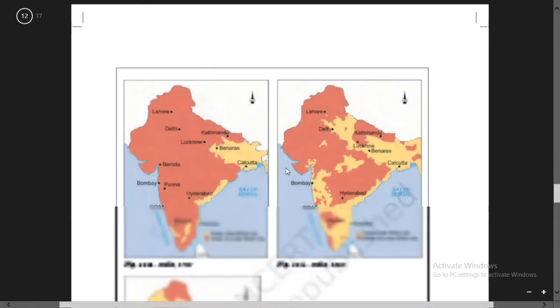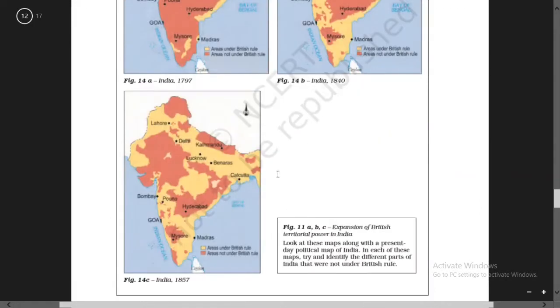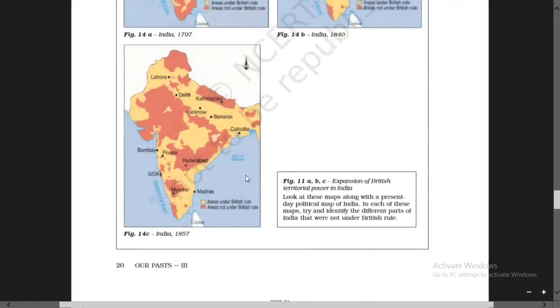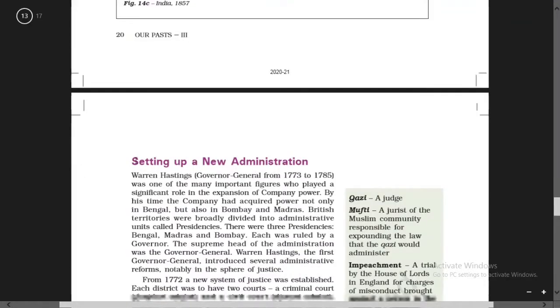Let us turn over the page and see page number 21. Setting up a new administration. Warren Hastings, Governor General from 1773 to 1785, was one of the many important figures who played a significant role in the expansion of company power.